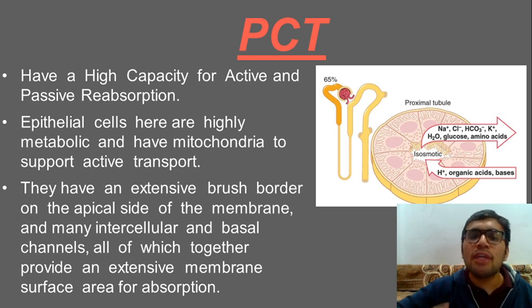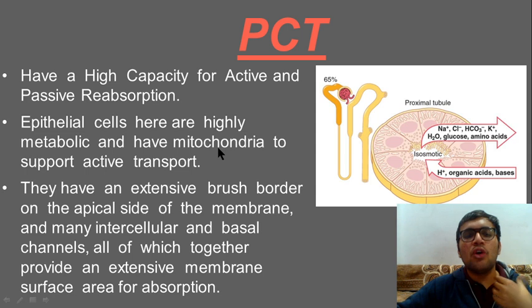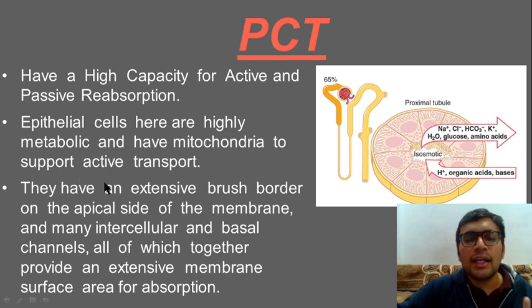Now what do you mean by active and passive? You know the basic terminology, but why? Because first of all, it has mitochondria. Okay, now if any cell has mitochondria, then it will be in a very good energy state, and it will have all the energy to do either active or passive. Okay. Second thing is that it has an extensive brush border epithelium.